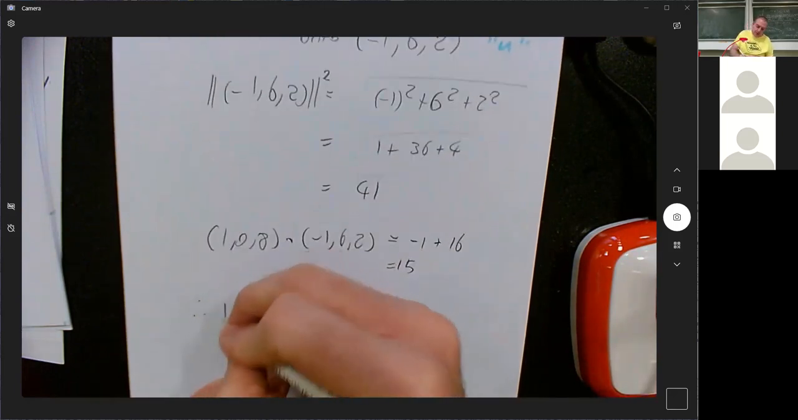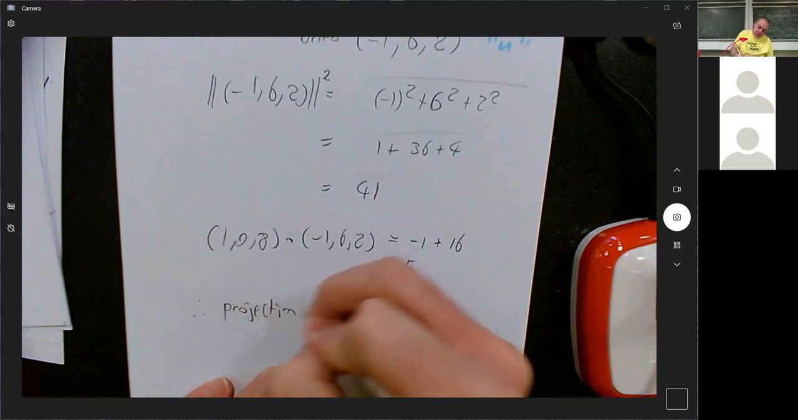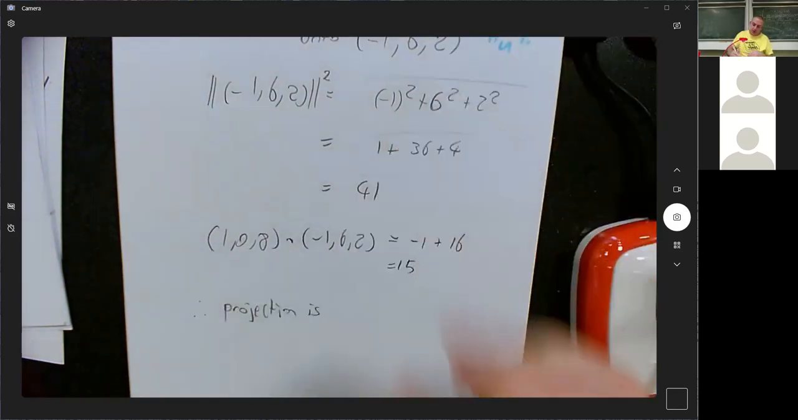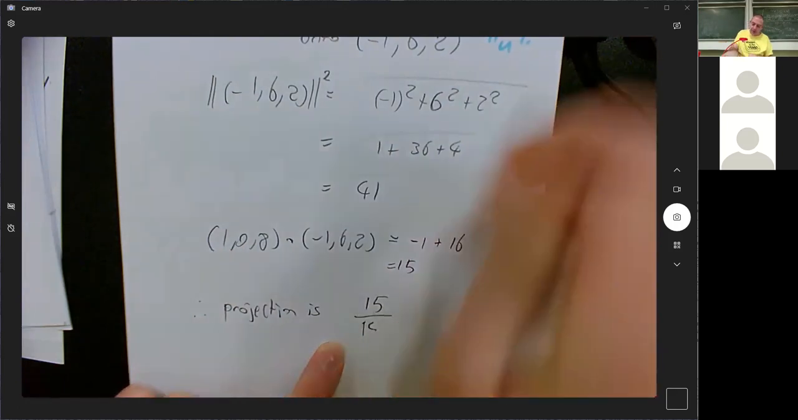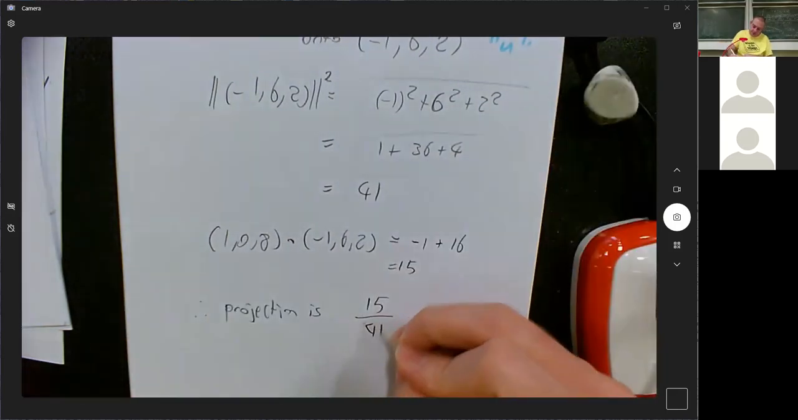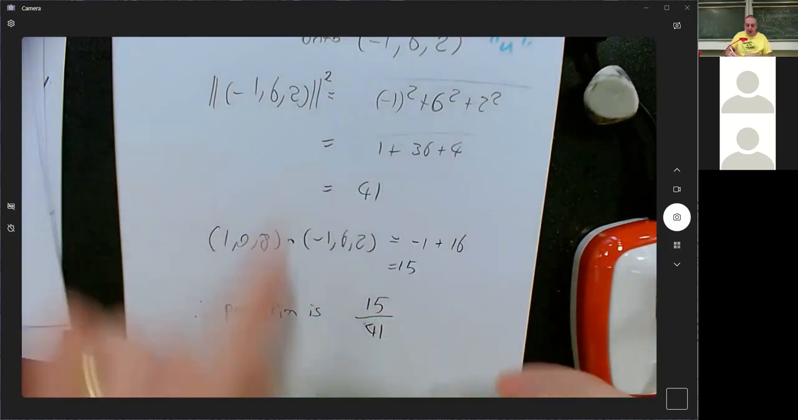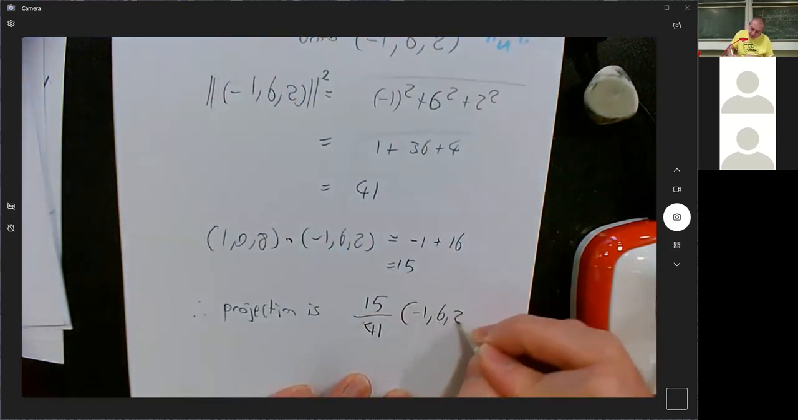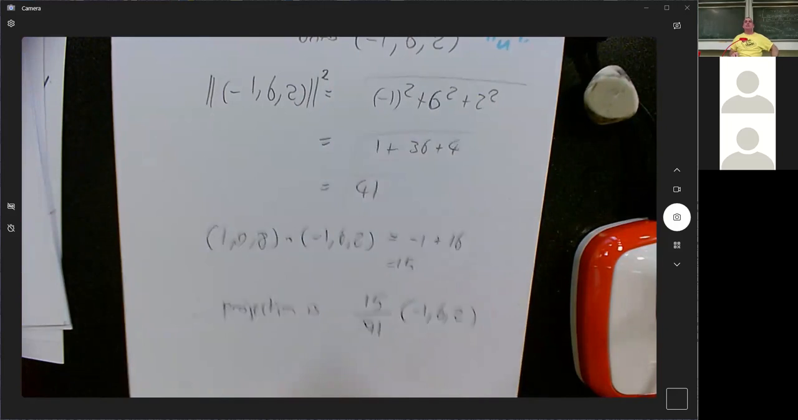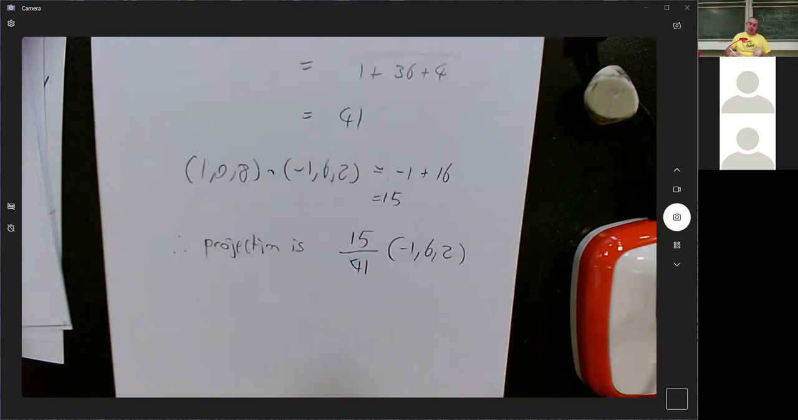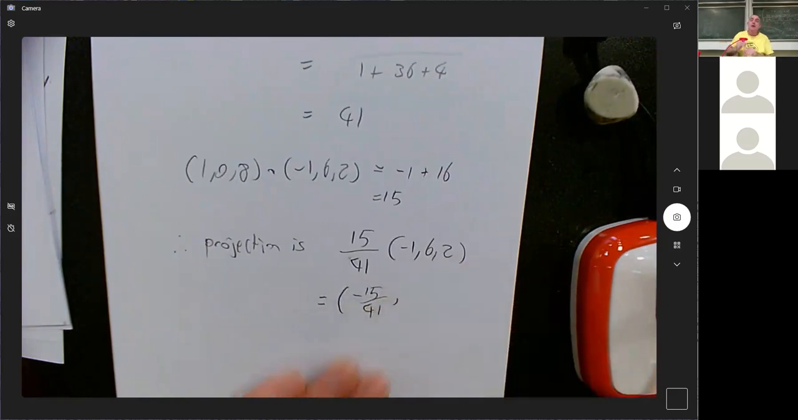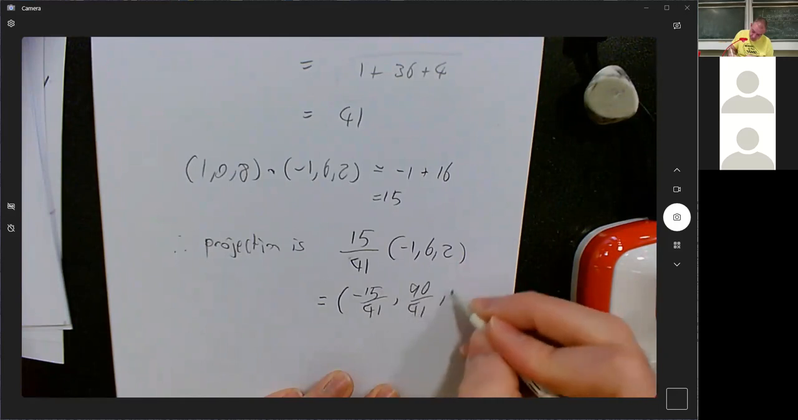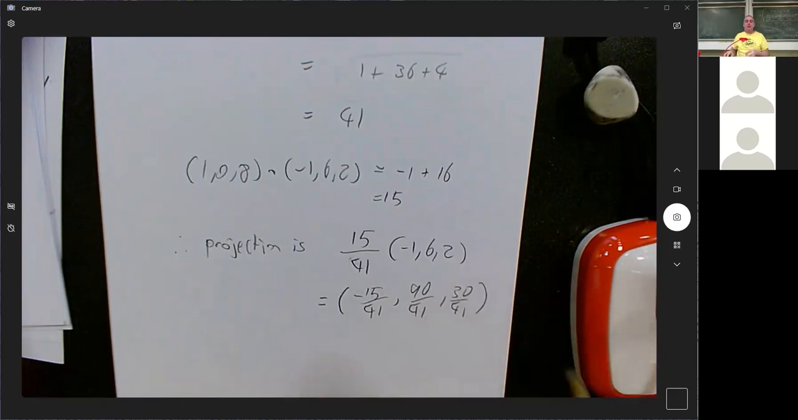And so therefore, the projection is this divided by this. So the dot product divided by the length of u squared, times the vector u. I guess 6 times 15 is 90. If I really want to, that's what the vector is.